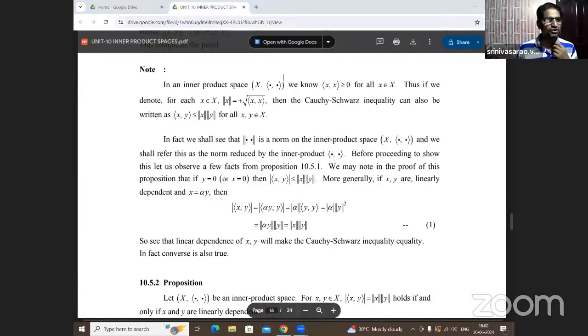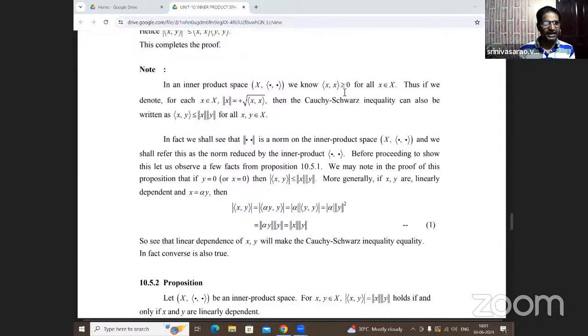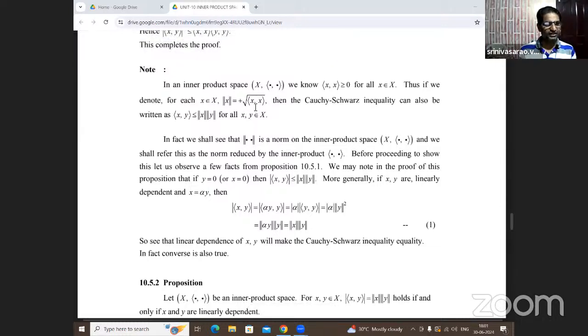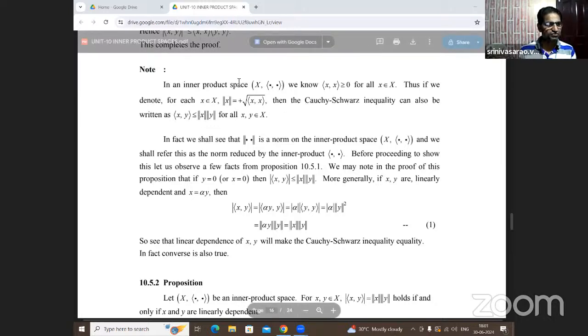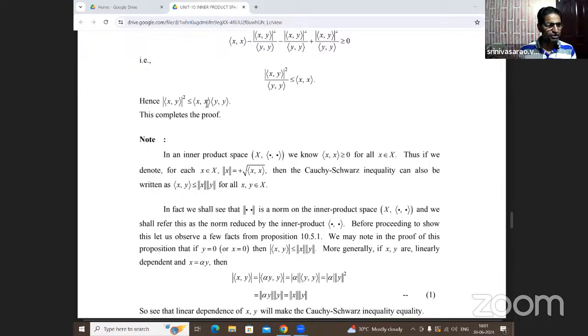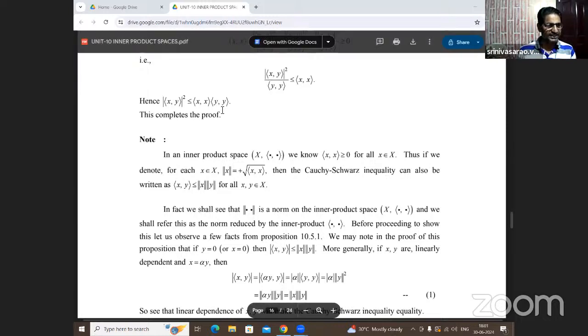Now this is the proof of the Cauchy-Schwarz inequality. So by the above condition, the inner product of x and x is greater than or equal to 0 for all x, where x is any element of the inner product space. Now, how do we define the norm? The norm of x can be written as the positive square root of the inner product of x and x. Through the Cauchy-Schwarz inequality, this value is also applicable: mod of the inner product of x and y whole square is less than or equal to the inner product of x and x times the inner product of y and y, with the square root also applicable on this side.